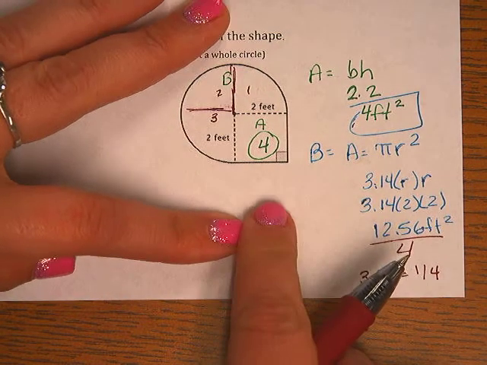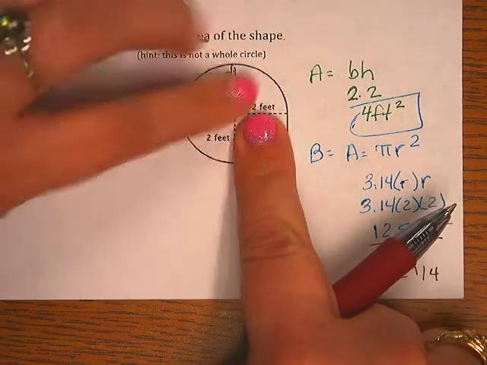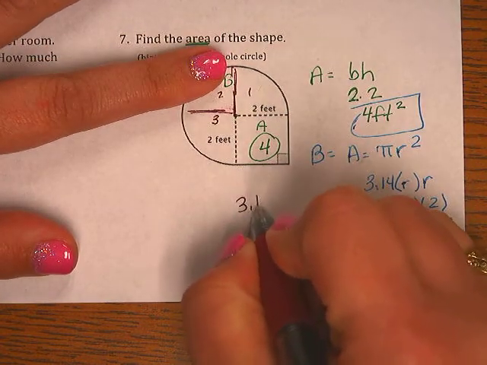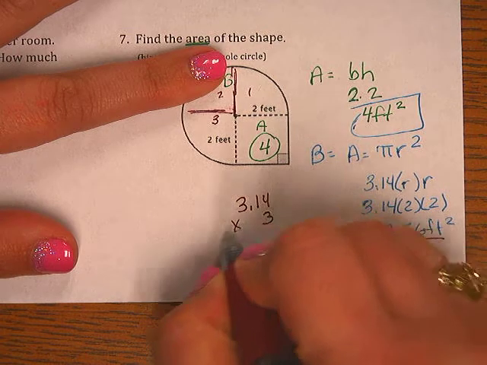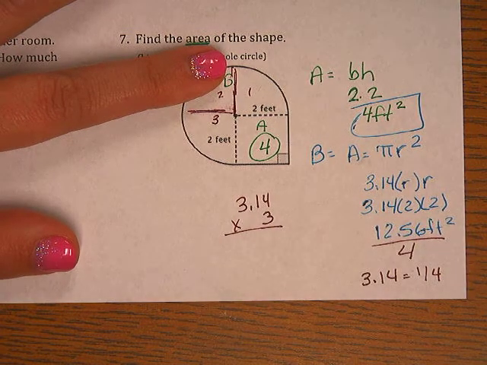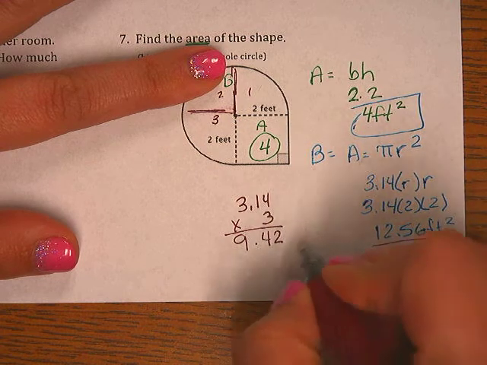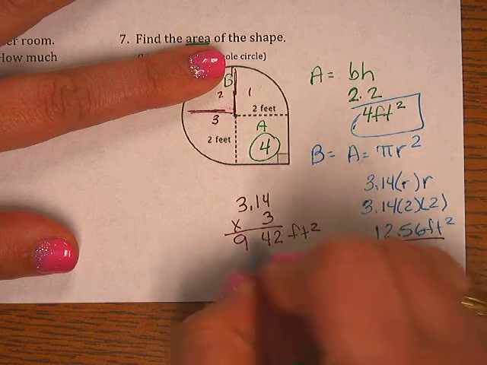And if I look at this picture and I take the square out, there are still 3/4 of a circle. So I have to multiply 3.14 times 3 to figure out the area for 3/4 of a circle. When I multiply it, I get 9.42 feet squared.